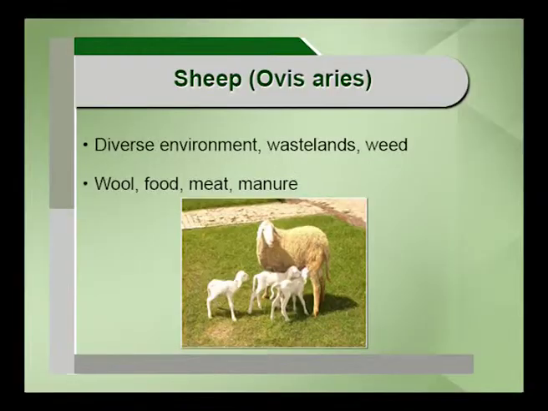The next livestock is sheep. Ovis aries is the scientific name, and the purpose is very wide, because it is used for fleece or wool, meat, and manure. Sheep manure is also very important for soil fertility, because it has been part and parcel of the integrated farming system.